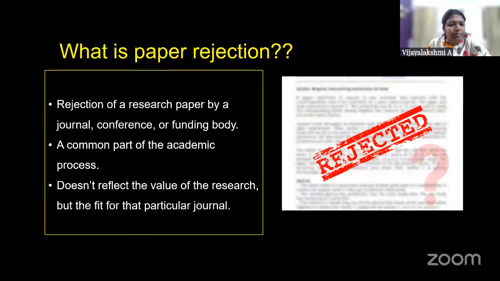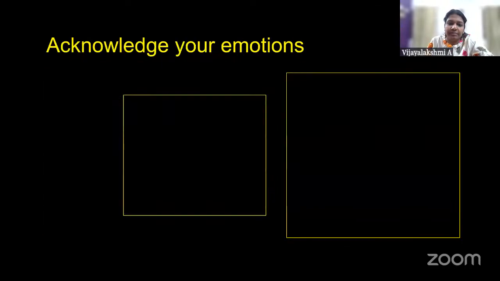Basically, what is this paper rejection? It is a rejection of a research paper by a journal, conference, or by a funding body. We all have to realize that it's a common part of the academic process, and this rejection doesn't reflect the value of the research. That particular paper is not fit for that particular journal. That's why the paper is getting rejected.